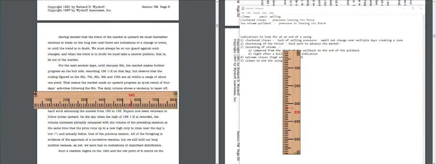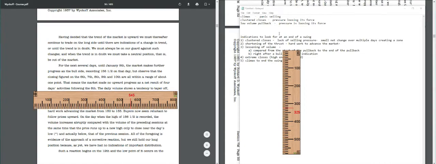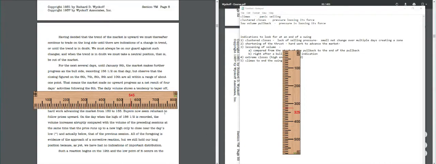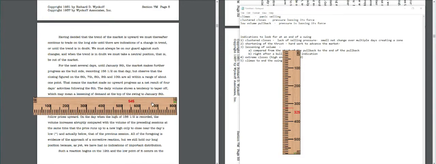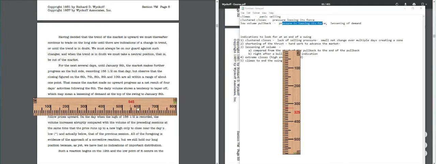Here we again have the net result of 4 days activity. No upward progress. Basically the closes are making no progress. There's no progress in the closes. And the volume, which may mean a lessening of demand. So here you have volume here is also lessening of demand, and he's using closes, the clustered closes, with the volume, and saying together like, okay, it's losing its force, or there's a lessening of demand, and so on.